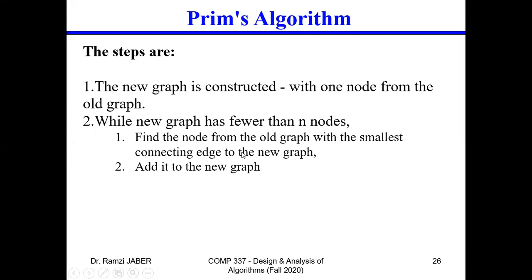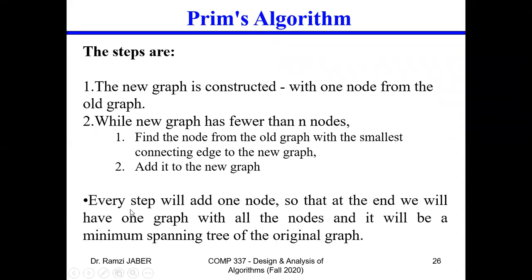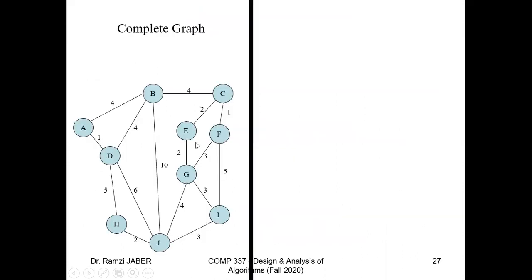Okay, as you can see here, we don't care about cycles. Every step will add one node, so that at the end we'll have one graph with all the nodes and it will be the minimum spanning tree of the original graph. As you can see, this algorithm doesn't care about cycles because in this way we don't have cycles. We'll see how. The same example. Okay. We'll solve it with Prim's algorithm.